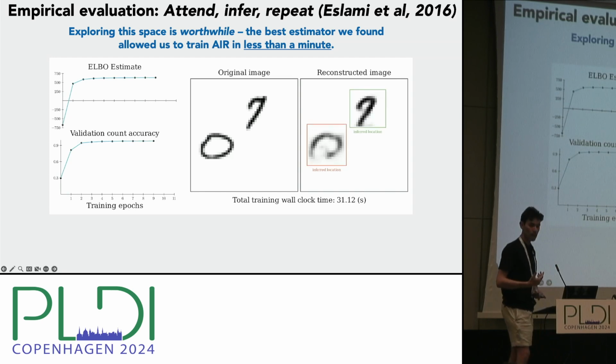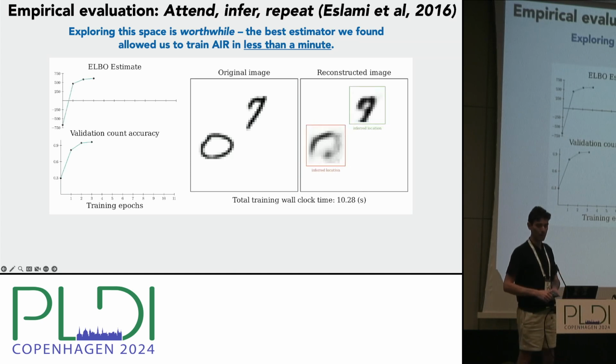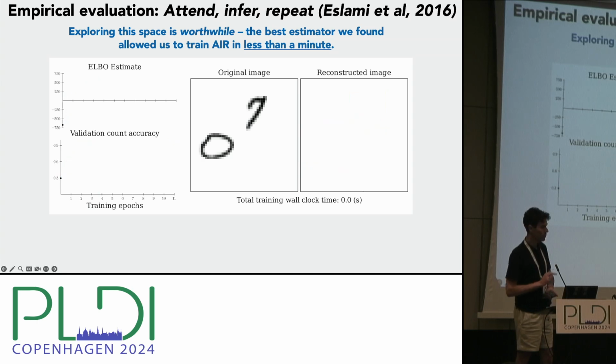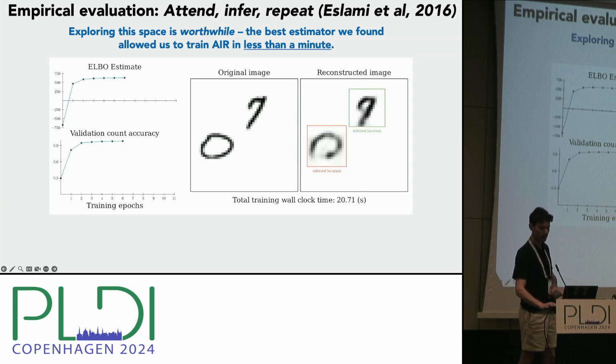The wall clock time when the AIR paper was first published in 2016 was days to train their model. Now, thanks to hardware and software improvements, Pyro can train AIR in about 20 minutes. With these new algorithms and genjax.vi, our implementation, training completes in about 40 seconds on a consumer GPU.